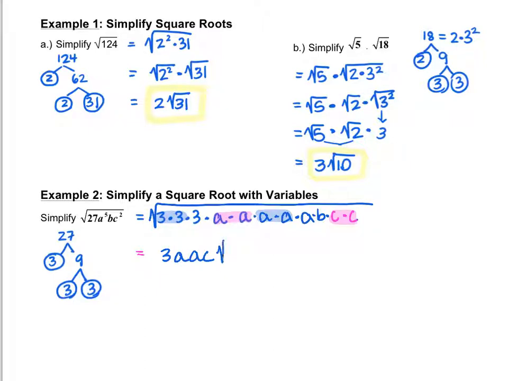Those come out, and whatever we don't have highlighted is going to stay under the radical. So that's going to stay under the radical: 3 times A times B. That means that our final answer is going to be 3A squared C times the square root of 3AB. And that is our final answer.